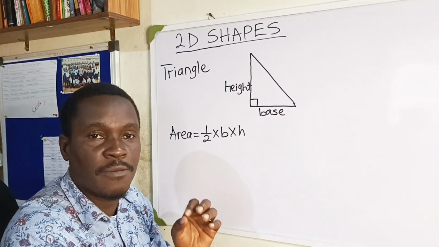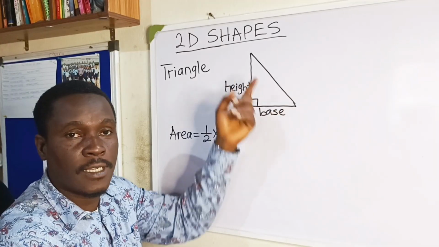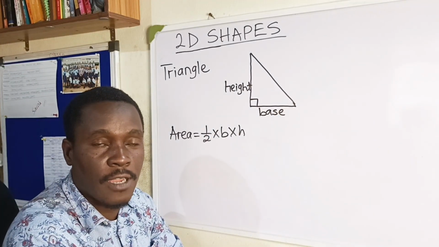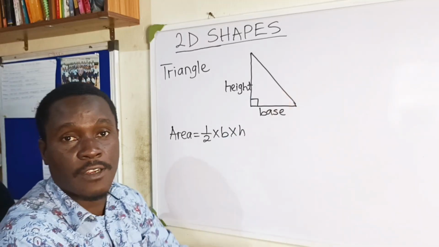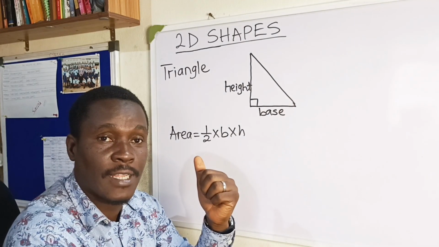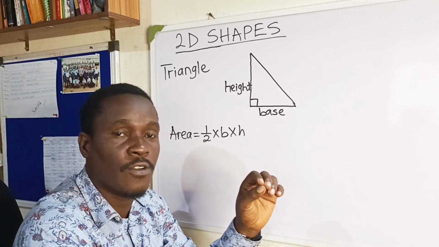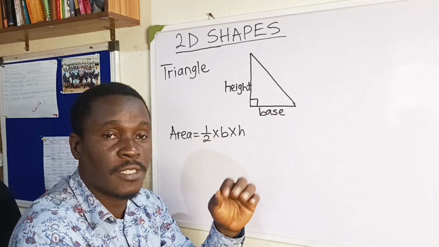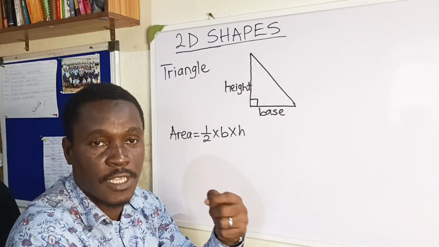To calculate the perimeter of this triangle, all you need to do is just add the 3 sides of the triangle. So this means for you to do that, you need to know this other side of the triangle. Now let's look at the last one, which is area and circumference of a circle. So in other 2D shapes, it is called perimeter, but in the case of a circle, it is called circumference.